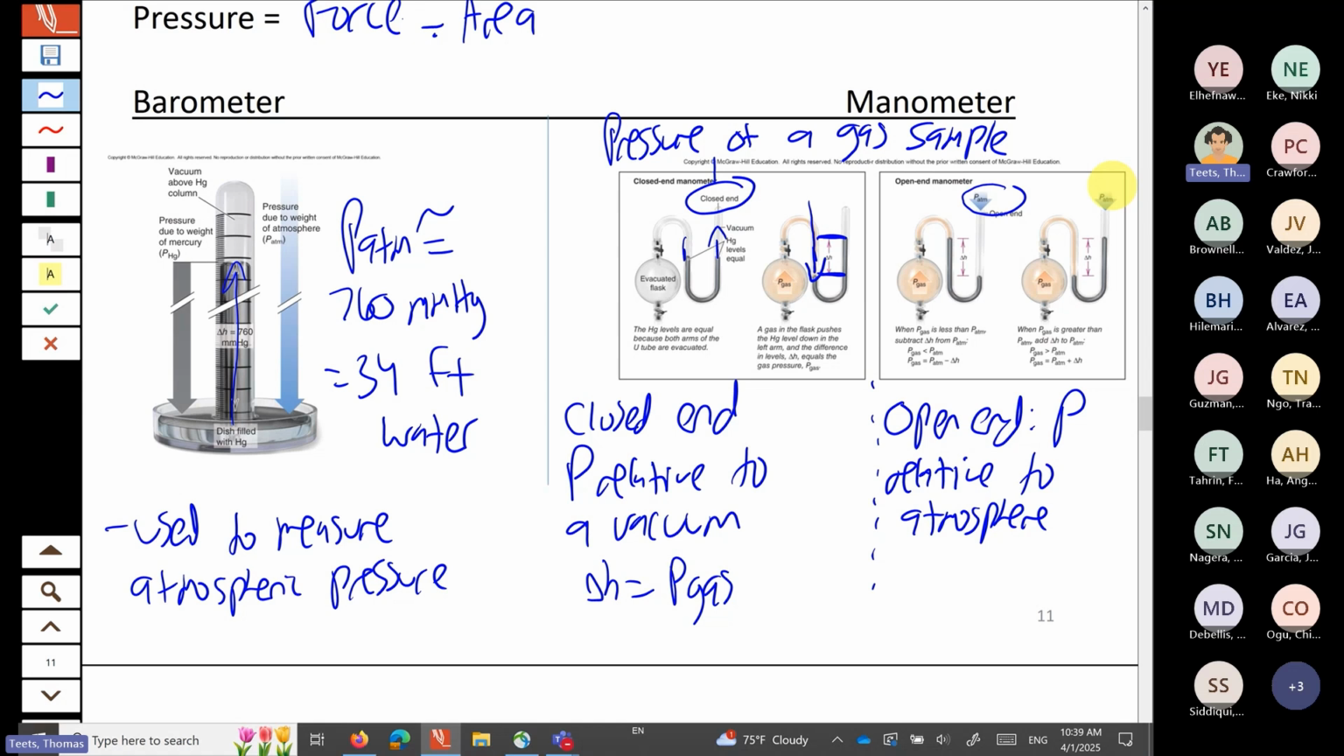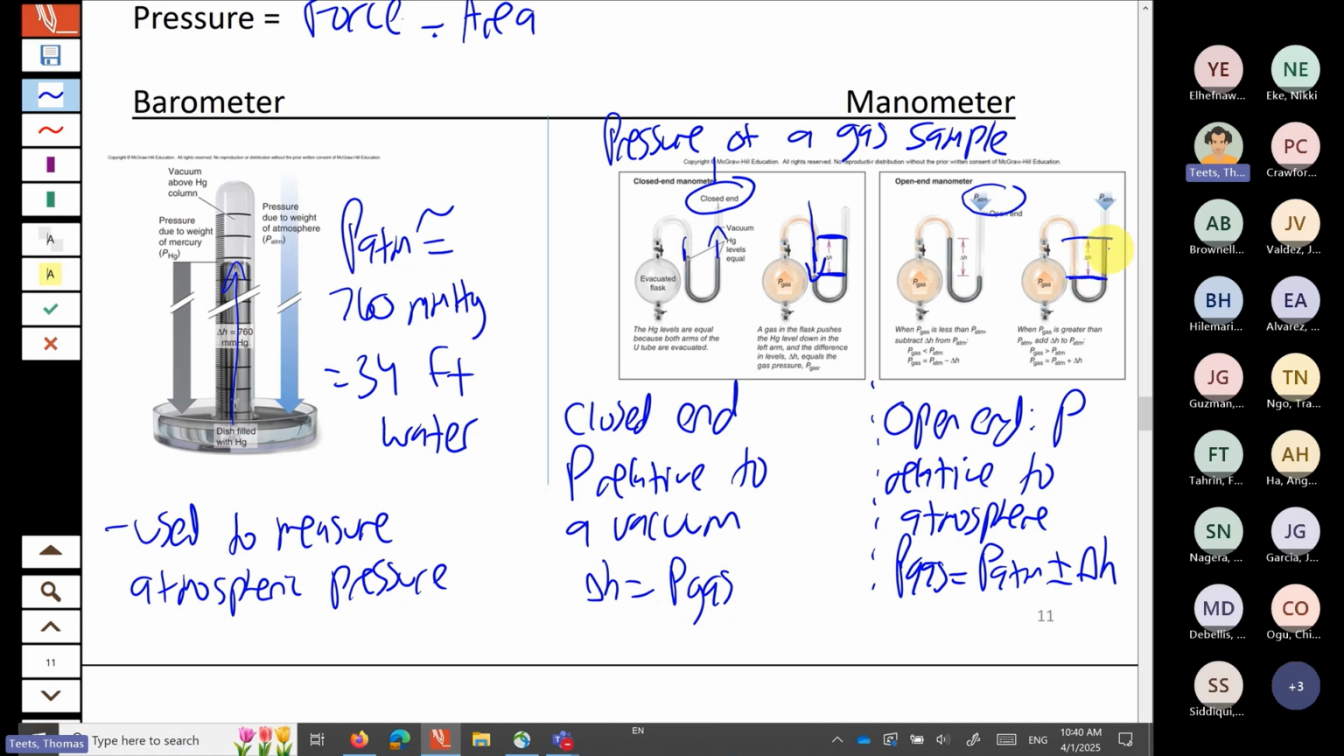And so the pressure in this case is going to be the atmospheric pressure plus or minus the difference in height between the two sides. So in this diagram here, if the gas pressure is higher than the atmosphere, the mercury is going to be lower on that side because the gas is pushing down harder than the atmosphere is on the other side. If the atmospheric pressure is higher than the pressure of the gas, it would be the opposite. The side on the atmospheric side would end up being lower because that side is pushing down harder.